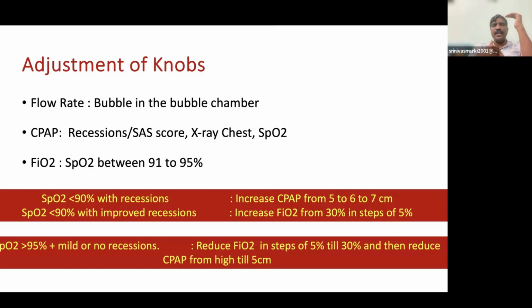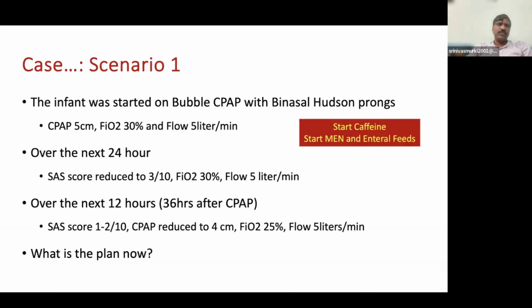So going up, increase the pressure, then FiO2. Coming down, first come down on the FiO2 to 30%, pressure to 5, FiO2 21%, and pressure to 4. So this is how you go up and go down based on the baby's condition.